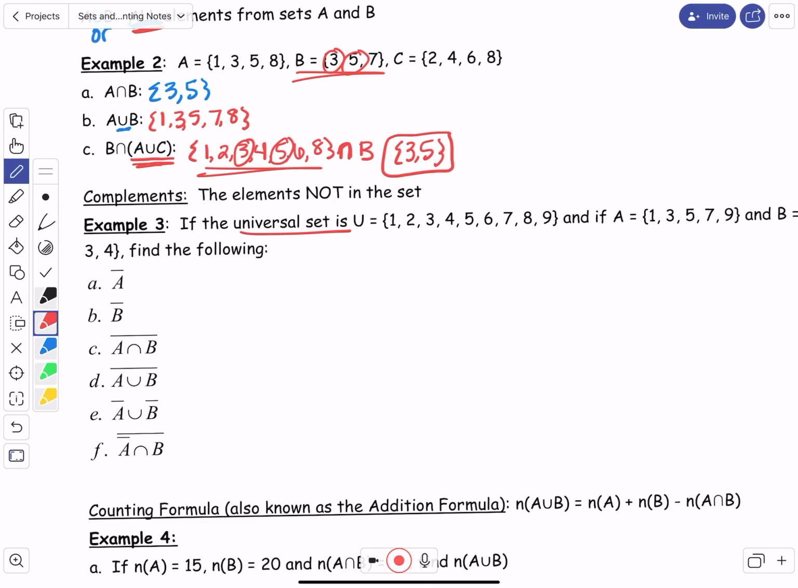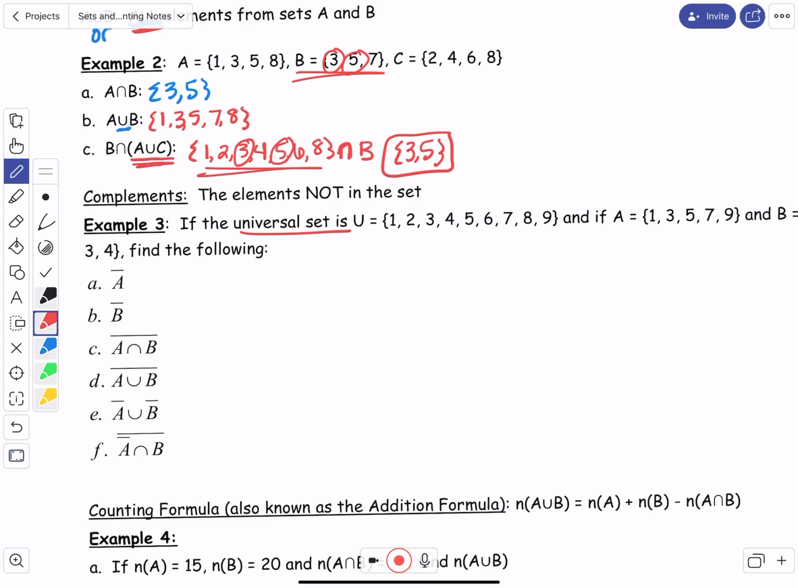Now, it could vary from problem to problem. So a universal set could be a set of colors. A universal set could be like a set of names. A universal set could be, it could be anything really. But like I said, for this purpose, I just did a set of numbers because it's short and sweet.